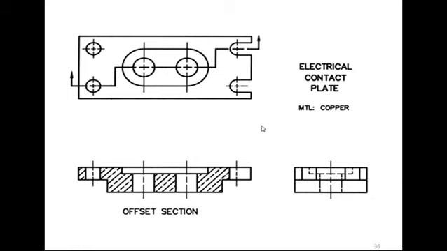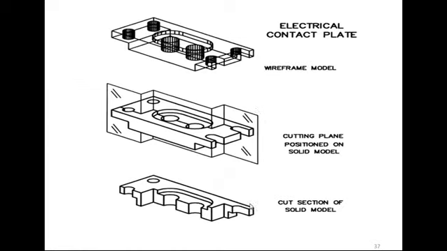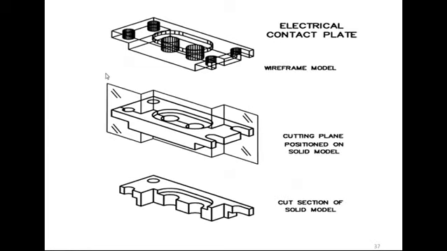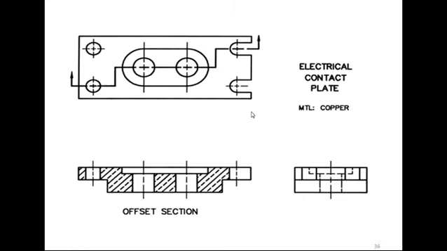I will tell you in a fast way. This is an example, and here we have taken a partial cutting plane. Here we have taken an offset cutting plane. So what is the importance of this offset cutting plane? When there are a number of holes, I will not be able to show them in one cutting plane. So we will take a bending cutting plane.